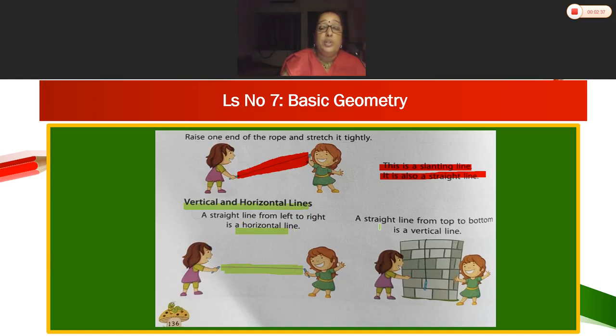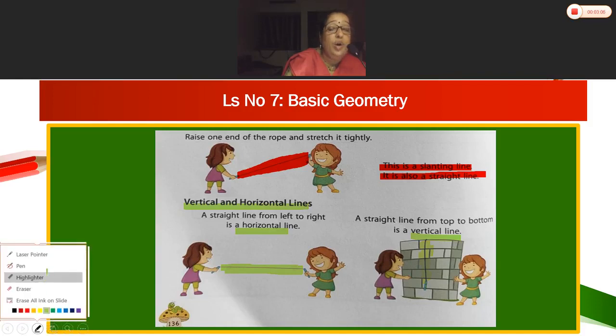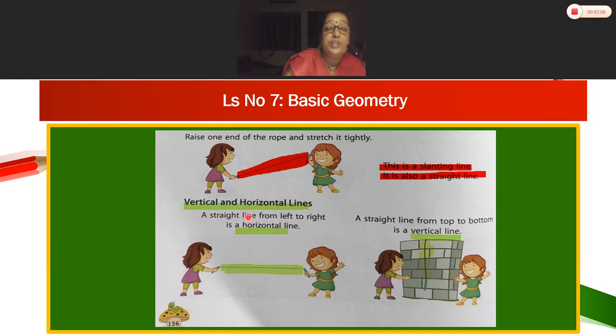Now here, these girls, a straight line from top to bottom is a vertical line. Now here you can see with the green color, the straight line from top to bottom is called a vertical line with the green color. Can you see children? The line from top to bottom is called a vertical line. So we have seen vertical and horizontal lines today.